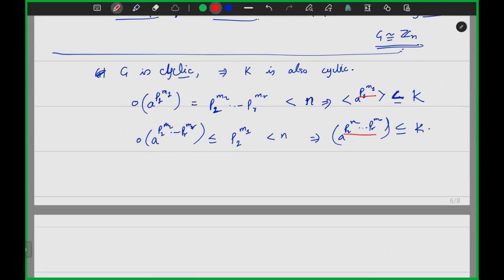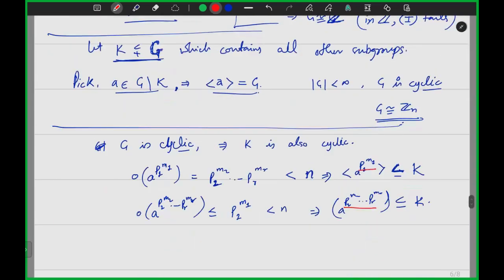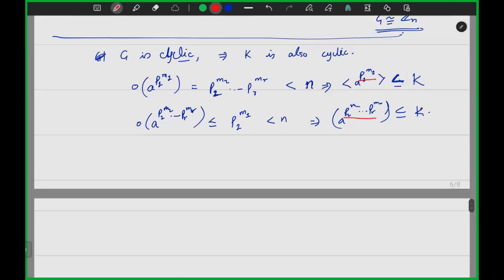They are the inverses of each other. Yes, I think the product of these two things is becoming one. Yes, they are inverses of each other. Basically, they generate the same subgroup. But anyway, from here you can conclude this, because the GCD of P1 M1, sorry, P2 M2, P3 M3, PR MR, this GCD is 1.